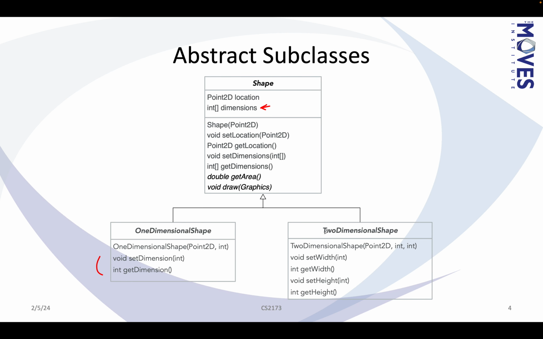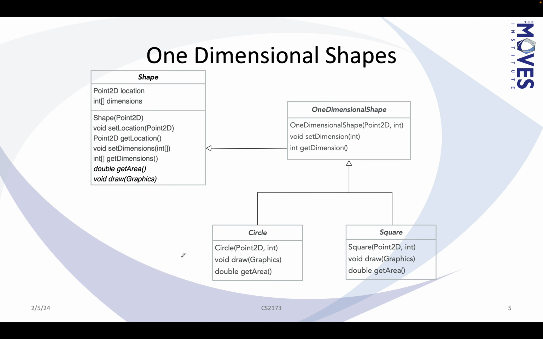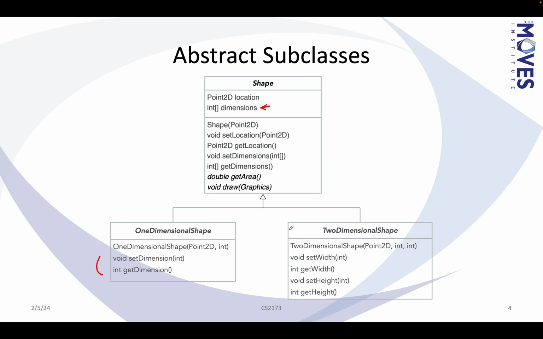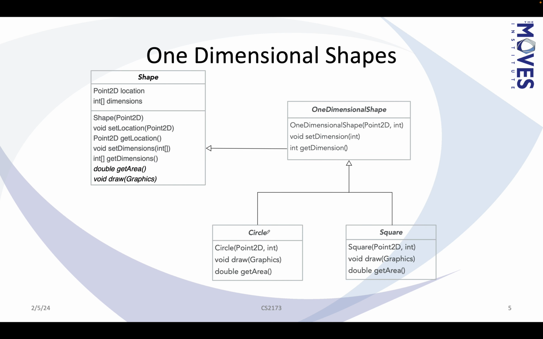Well, what about the two-dimensional shapes? Well, I'm going to drill down on this side of the class hierarchy, and at least two of these things are, I have a circle and a square. So let's do the circle first. So now, oops, these should not be. I'll have to fix that.